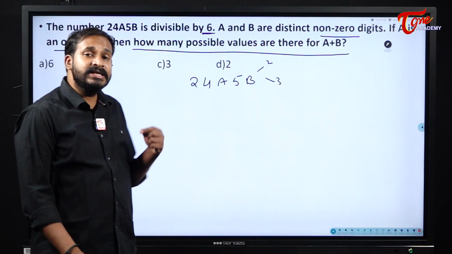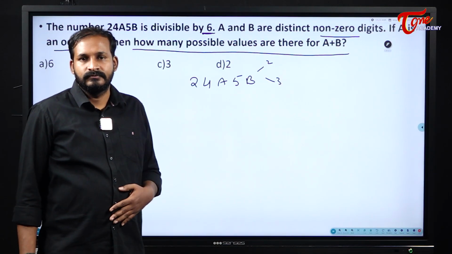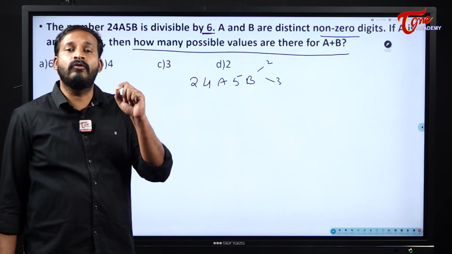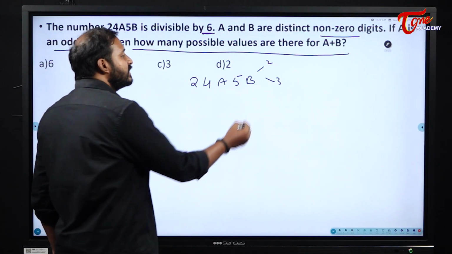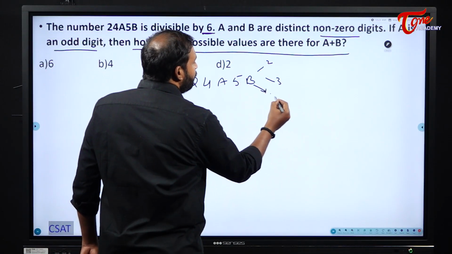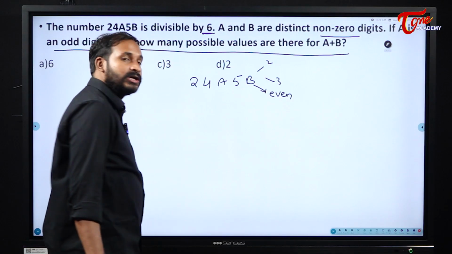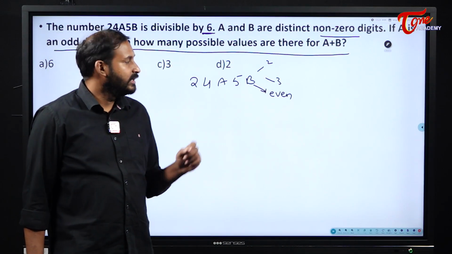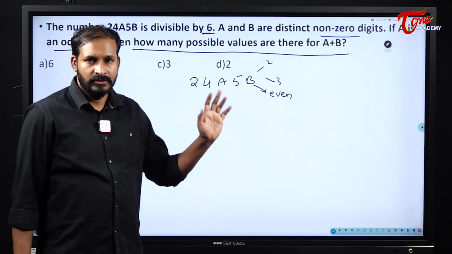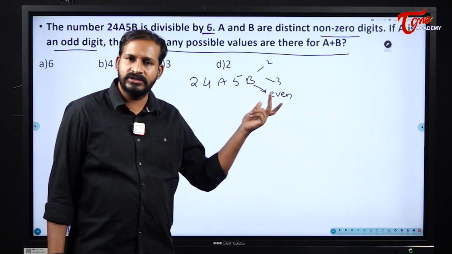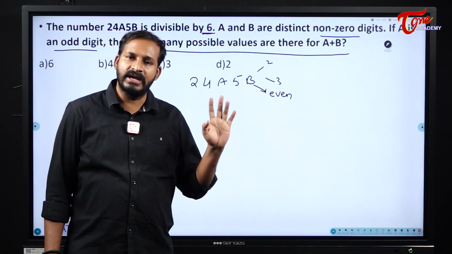See here, which numbers will be divisible by 2? Only even numbers. All the even numbers are divisible by 2. That means, what should be my B here? B should be even. Definitely B should be even, then only this number will become even. It can be 0 also, there is no wrong in that. But B should be an even number.